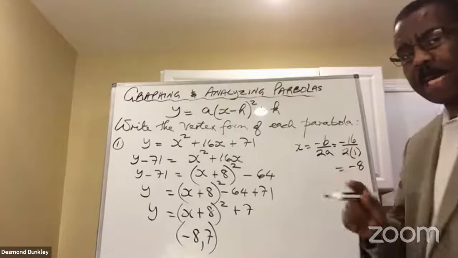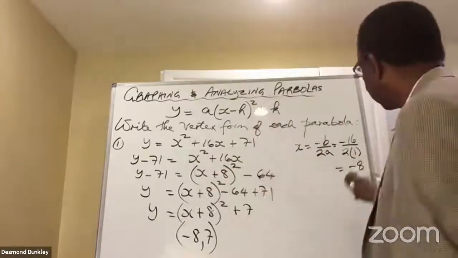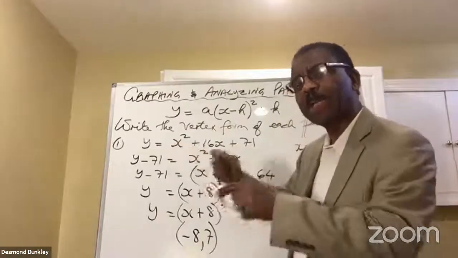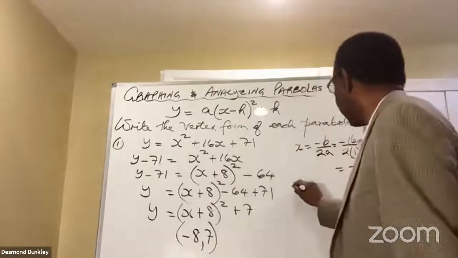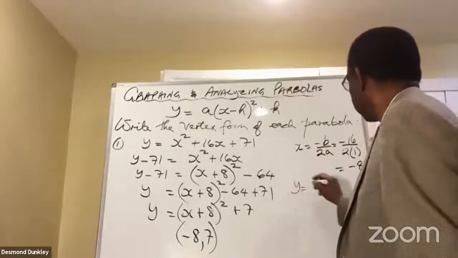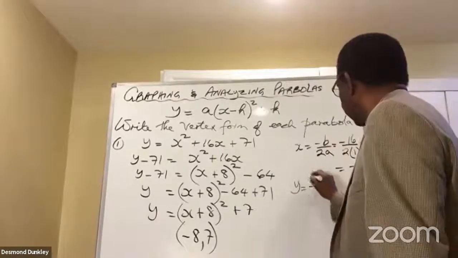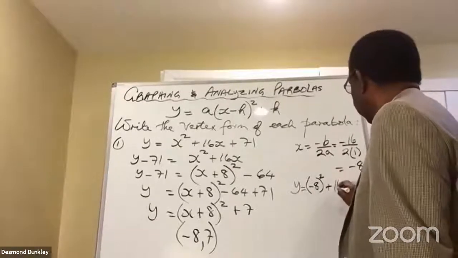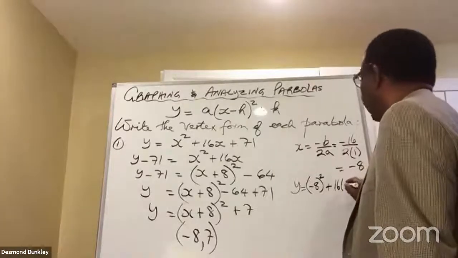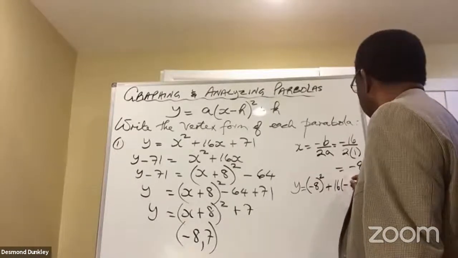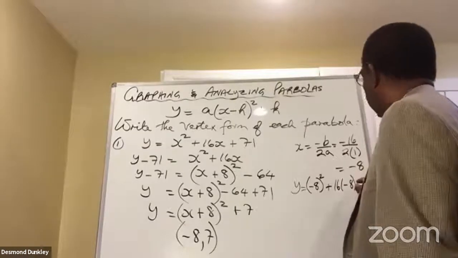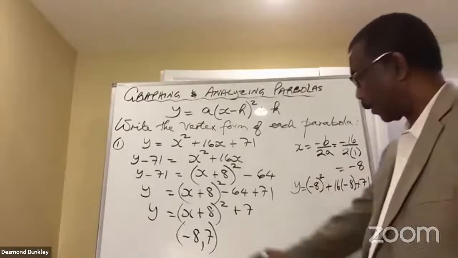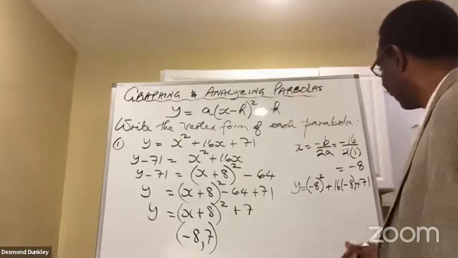Nice. And our method was that we take the x value, plug it into the equation, and that gives you the y value. So y is equal to negative 8 squared plus 16 times negative 8 plus 71. Are we going to get 7? Keep your fingers crossed. Let's go.